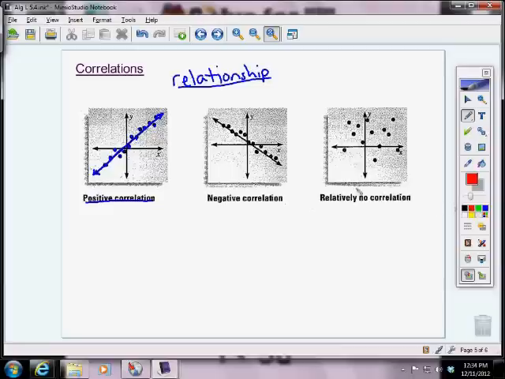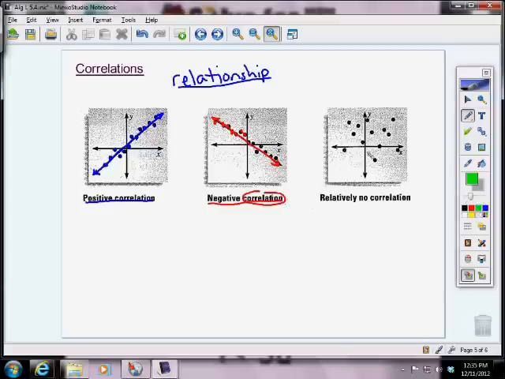The same can be true over here, except it's going to be a negative correlation. If you look at all of these ordered pairs, you can see that they're pretty tightly clustered in a negative direction, meaning it's going down from left to right. Again, what is the relationship between these ordered pairs, or what is the correlation? It's negative because they're going down.